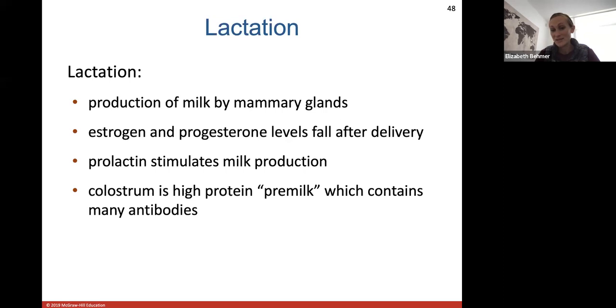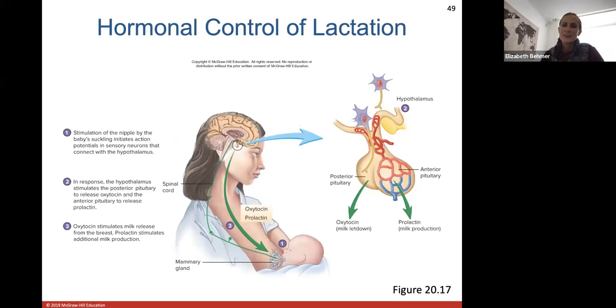So if the mother is deciding to nurse, getting this colostrum, which might not seem like a lot, it's just a little bit, that comes out via the mammary glands, but it has a lot of proteins and antibodies. So, hormonal control of lactation.